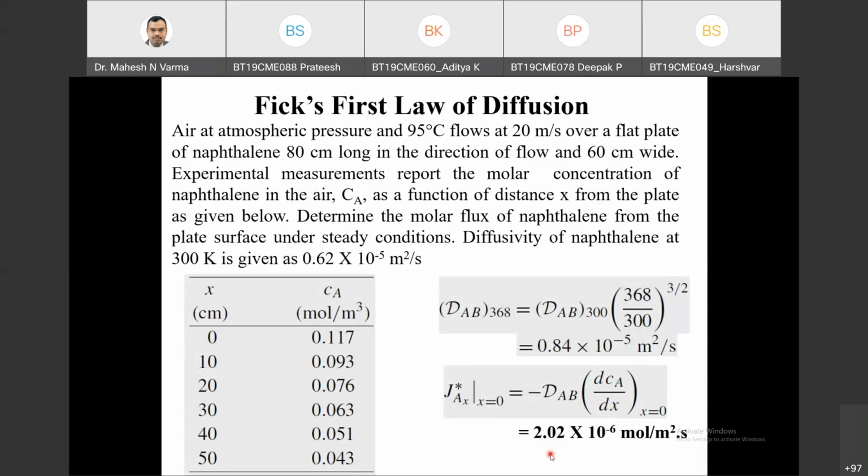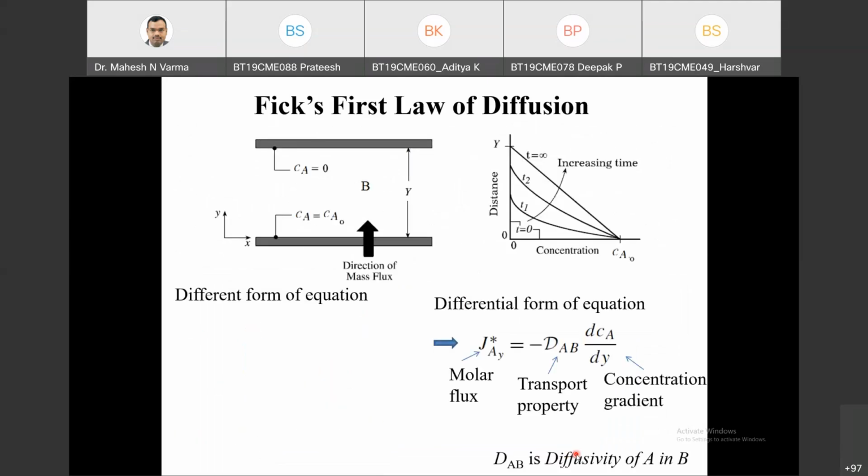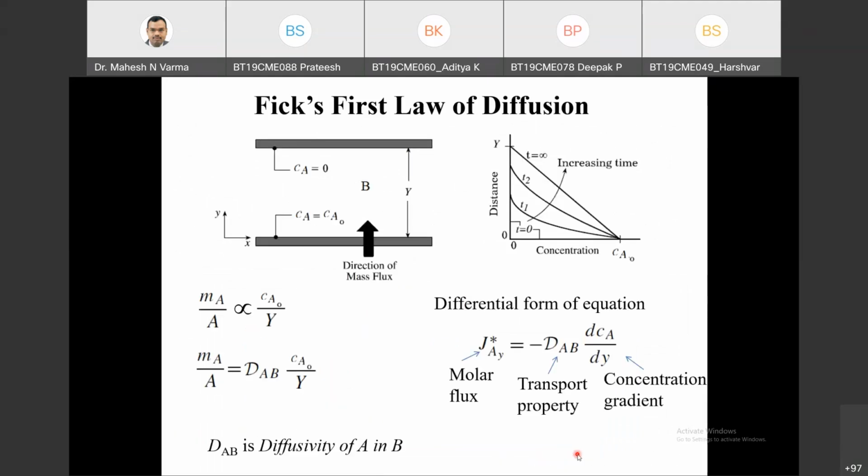Molecular flux in momentum transfer, that is Newton's law of viscosity. Molecular flux in heat transfer, that is Fourier law of heat conduction. And molecular flux in mass transfer, that is Fick's law of diffusion. Fick's law of diffusion. Anybody has any difficulty in this? Any difficulty in designing this case and all?